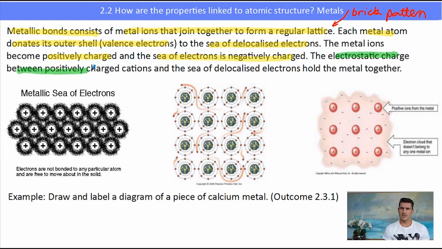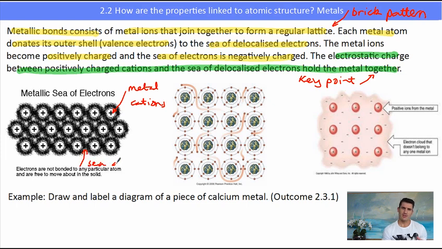The attraction holding these two things together is the electrostatic attraction between the positively charged cations and the negative delocalized electrons. And that's a key point that you must be able to remember. Electrostatic attraction between ions and the electrons. There's a number of diagrams here that basically show the metallic bonding just in different ways.